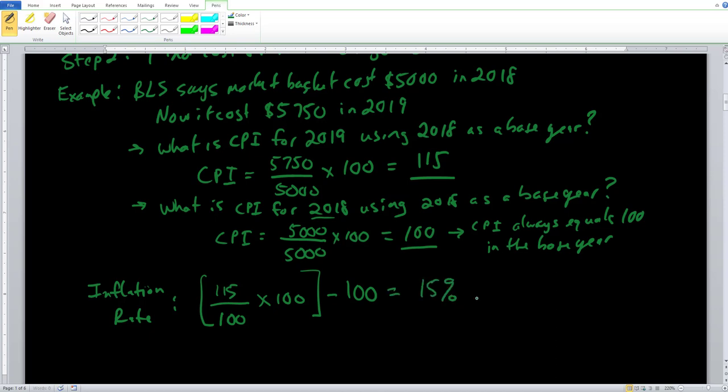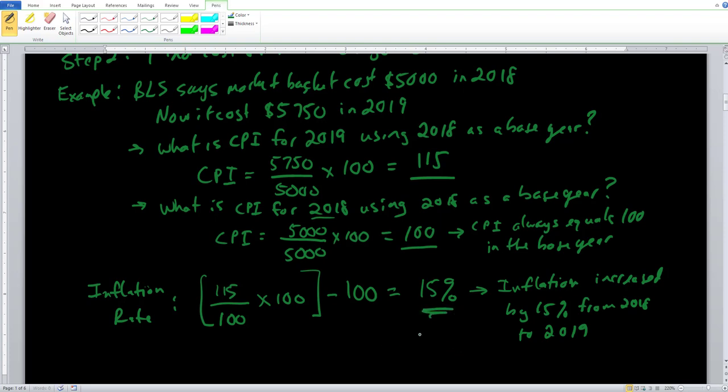So here, what does this tell us? The interpretation, it tells us that inflation increased by 15% from 2018 to 2019. That's what this number tells us, this inflation rate.